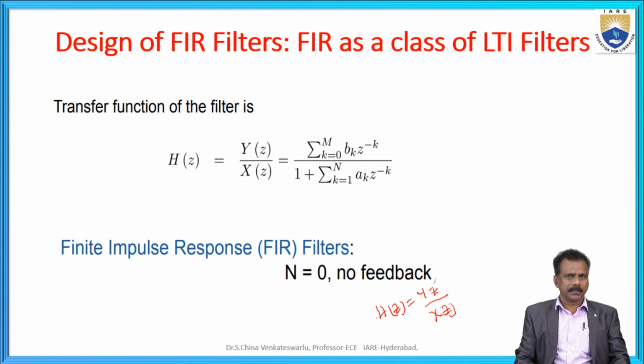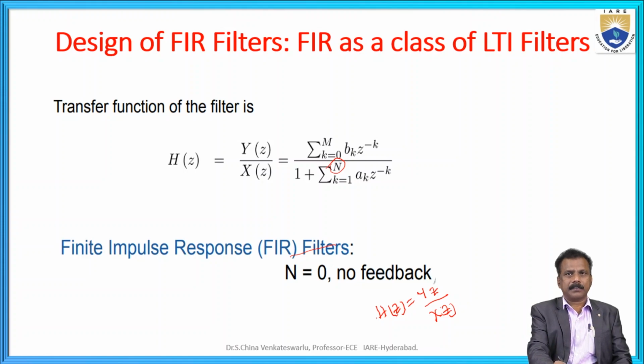For finite impulse response FIR filters, capital N is equal to 0. Here we substitute N equal to 0, which means no feedback. This is the major agenda while we are designing the FIR filter, the finite impulse response filter, with reference to this H(z).